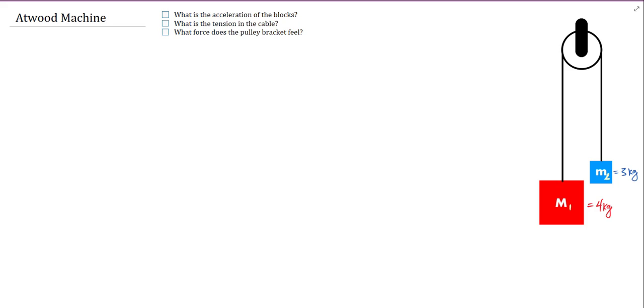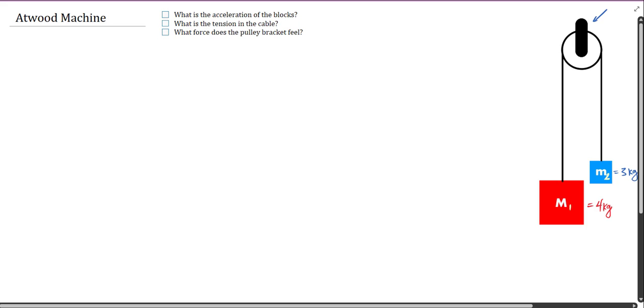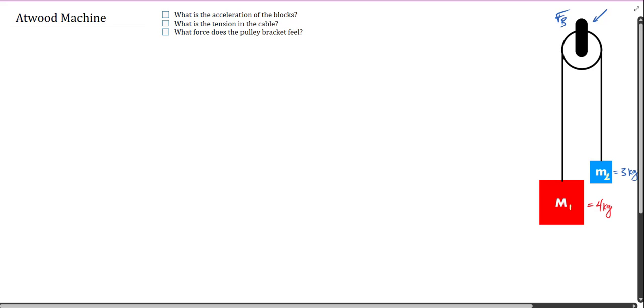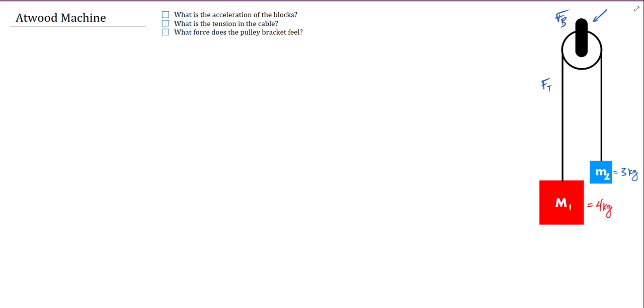Again, we're going to assume that they're attached by a rigid string, so the string can't stretch. The tension in the cable that they're attached by, and also we want to figure out what force does the pulley bracket, this thing up here, if this pulley was attached to something, what force does the pulley bracket feel? So for now, let's call this FB for the force on the pulley bracket. We'll call FT the tension in the cables.